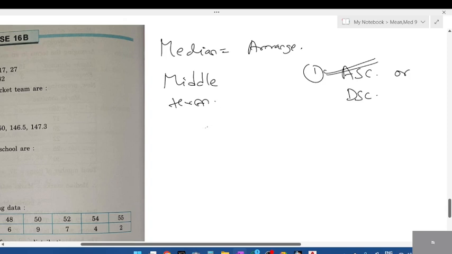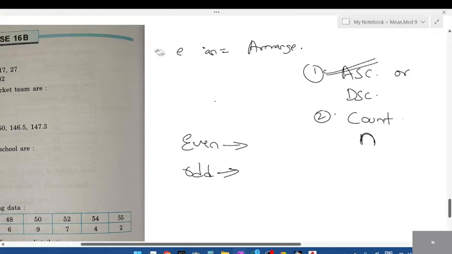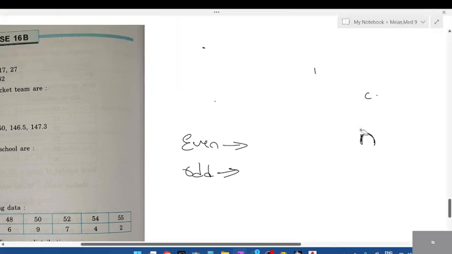Once you arrange, for even number we have a formula, for odd number we have a formula. Second, you have to count the number of terms. Count how many digits are there. Whatever we count, you represent it as n. So we have two formulas. The first step, you arrange it in ascending or descending order. Next, apply the formula. You have to count the number of terms.